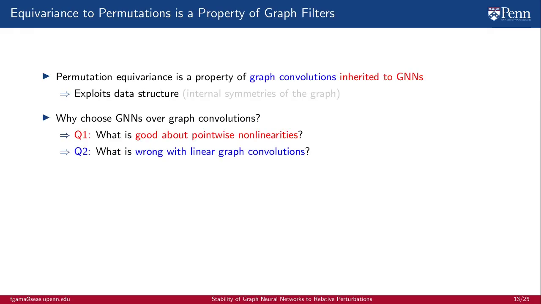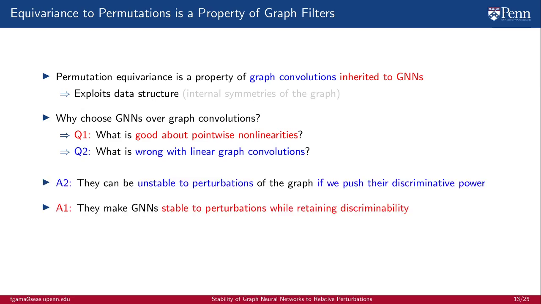Permutation equivariance is a property of graph convolutions inherited by GNNs. Then why bother adding pointwise nonlinearities to create a GNN? Or, more concretely, what is good about pointwise nonlinearities? And similarly, what is wrong with linear graph convolutions? Briefly, the problem with linear graph convolutions is that they can be unstable to perturbations of the graph if we push their discriminative power. The advantage of adding pointwise nonlinearities is that they make GNNs stable to perturbations while retaining discriminability. These questions can be better answered with an analysis in the spectral domain, which is a trademark approach of signal processing.